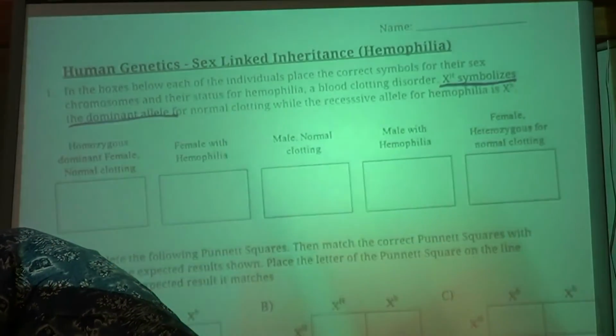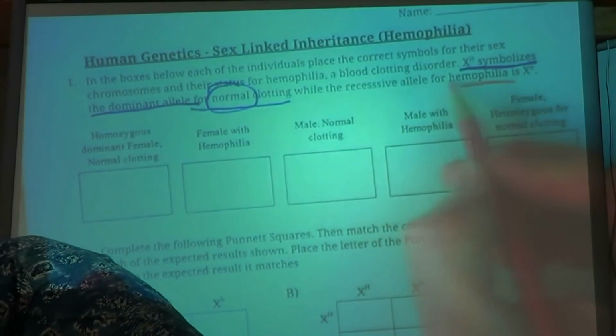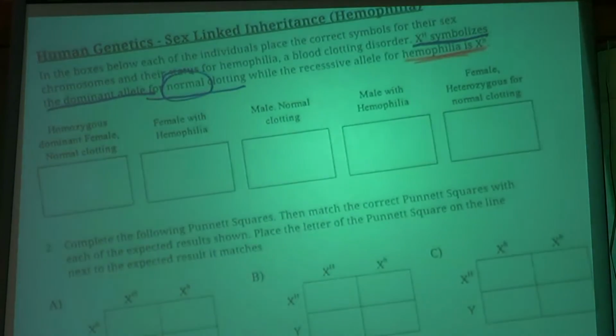Dominant allele for normal clotting: normal clotting is X, big H. Whereas X, little h, is hemophilia. Okay, so those are some things to keep in mind.